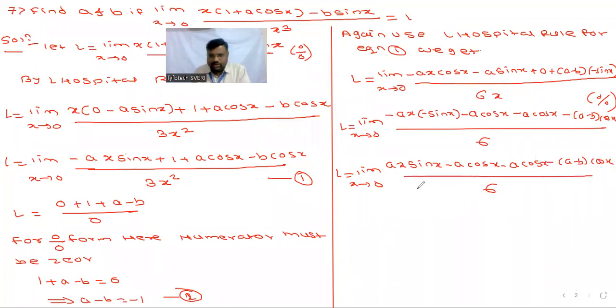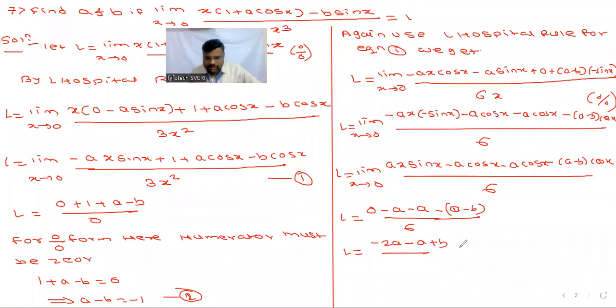Now we put x equal to 0, so the denominator is already non-zero. What about the numerator? At x equal to 0, the first term is 0, the next is −a, and the next is −a, then −(a − b). Just simplify: −2a − a + b is equal to 6, meaning −3a + b is equal to 6. So this is the last step.